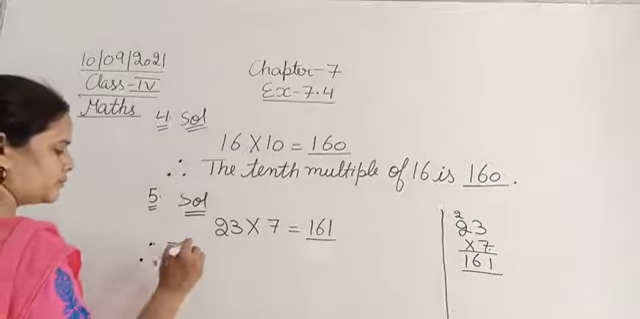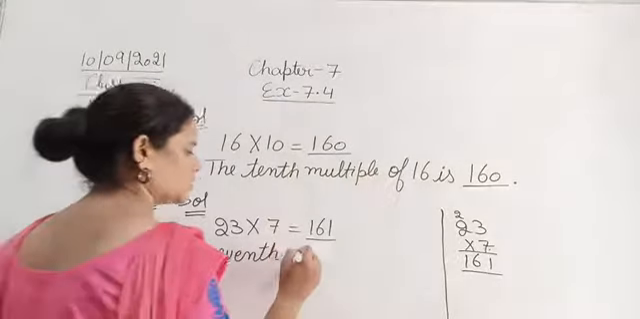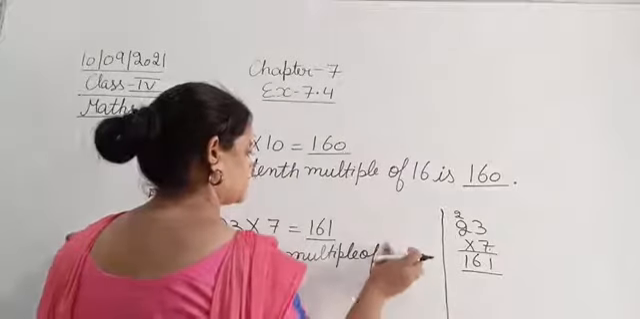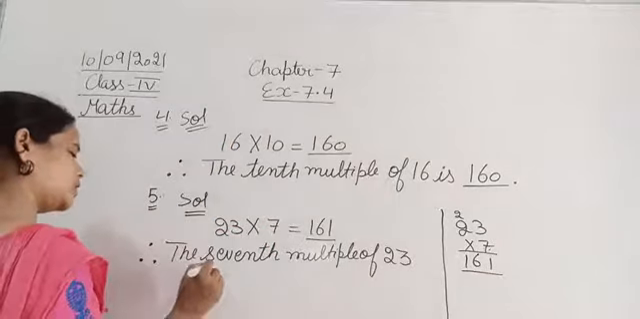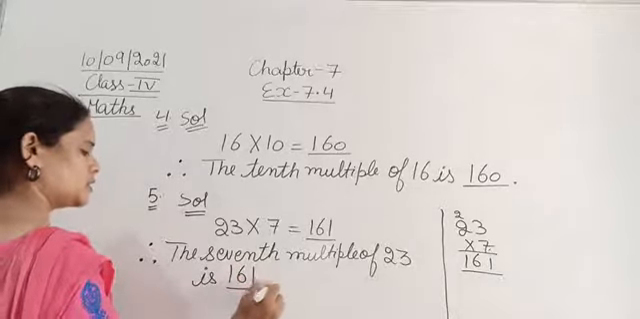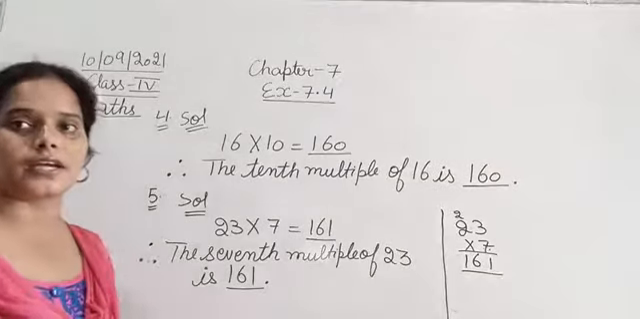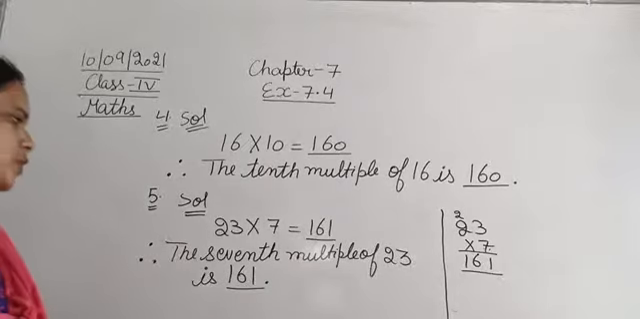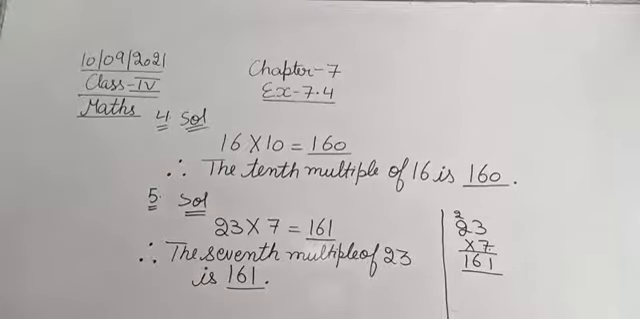Therefore, the 7th multiple of 23 is 161. So this is the solution for question number 5. You can pause it here and note it down in your notebooks.